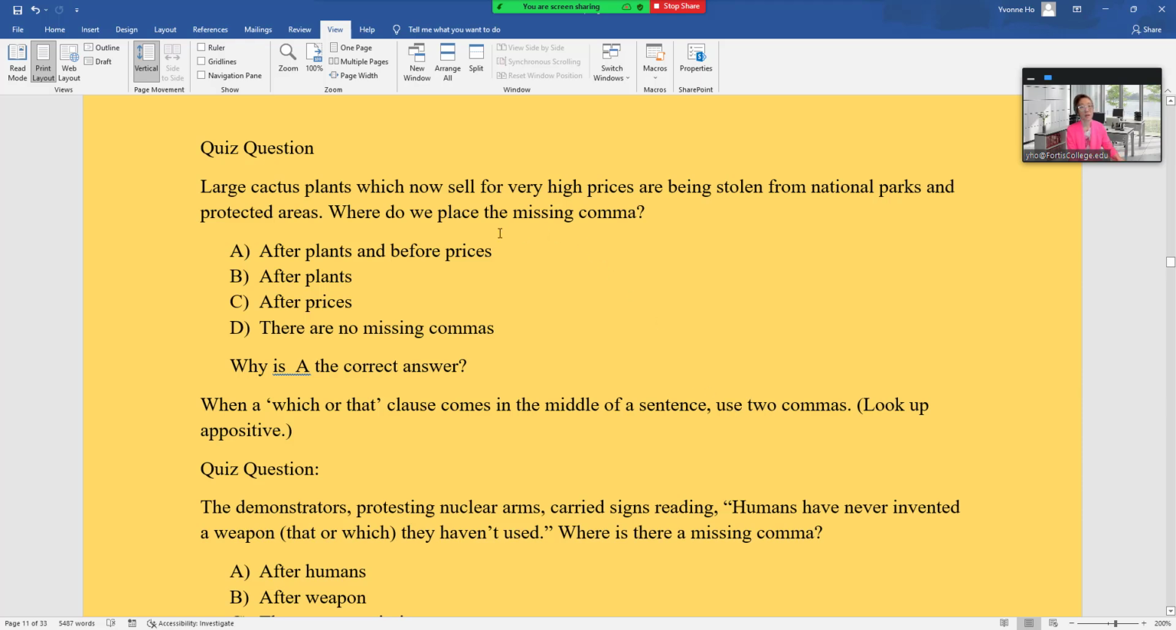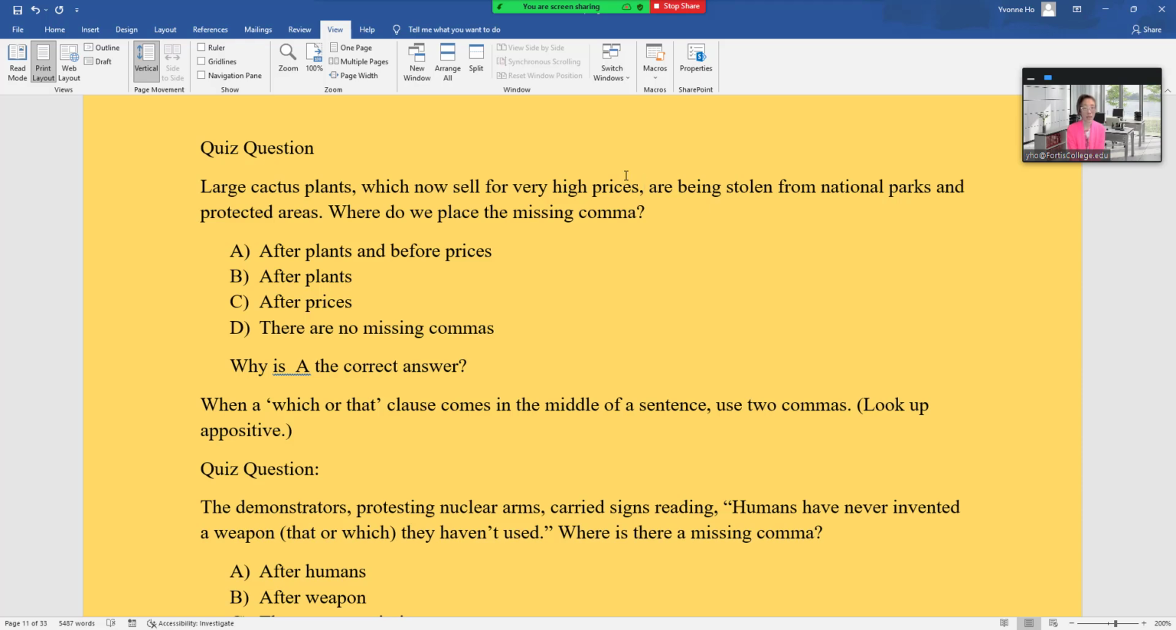So here we know that if which is at the beginning of a sentence, then we have to have two commas. So we have to have a comma here, and then "which are being stolen from national parks." Okay, which are, that has to be over here, after prices. There we go. So large cactus plants, which now sell for very high prices, comma, are being stolen from national parks and protected areas.